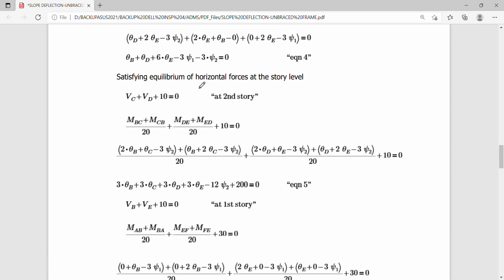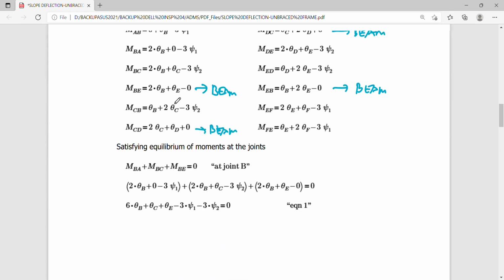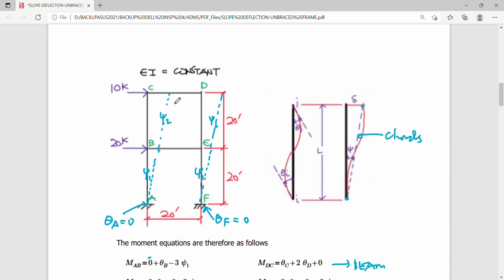and additional 2 equations can be obtained from the satisfaction of equilibrium of the horizontal forces at each story level by simply summing up the story shear forces. So the story shear force at the second floor is simply VC plus VD plus 10 equals 0. This is just the VC here. We have the shear here, and the shear there. So we have VC plus VD.